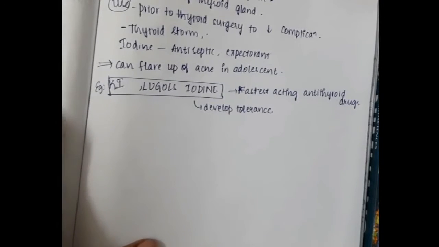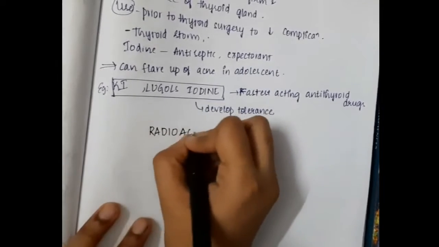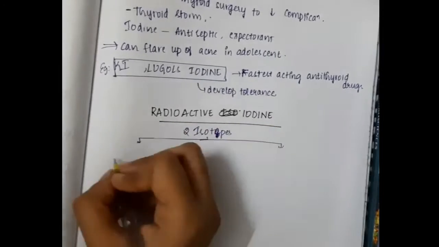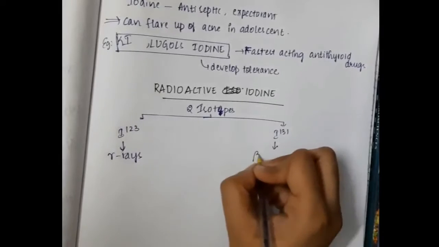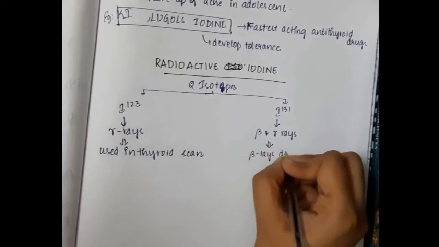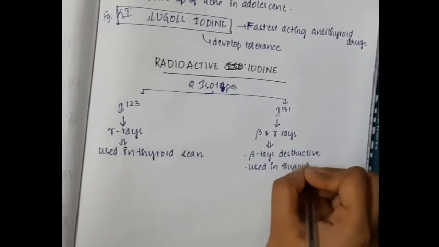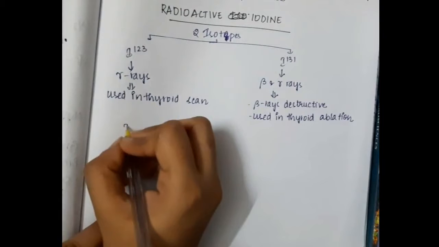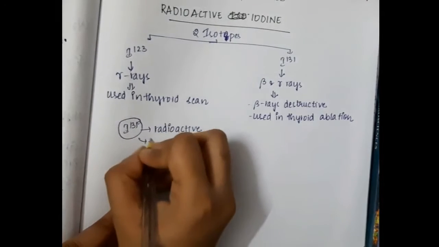Then we have the next group of drugs, which include radioactive iodine. Radioactive iodine has two isotopes mainly: iodine 123 and iodine 131. Iodine 123 emits gamma rays and is used in thyroid scan, whereas iodine 131 emits beta and gamma rays, and the beta rays are destructive and thus used in thyroid ablation. So iodine 131 can be used both for treatment and for investigative purposes, whereas iodine 123 is only used for the thyroid scan.